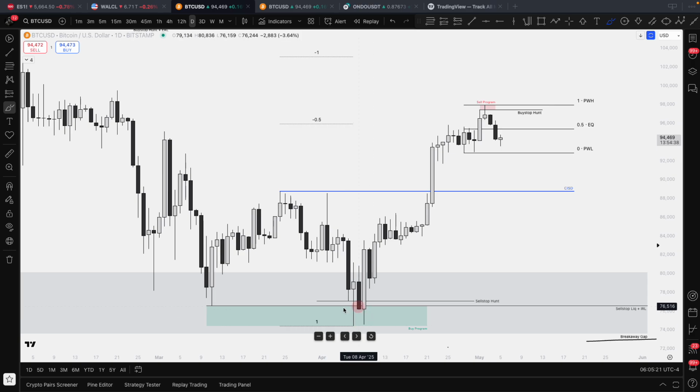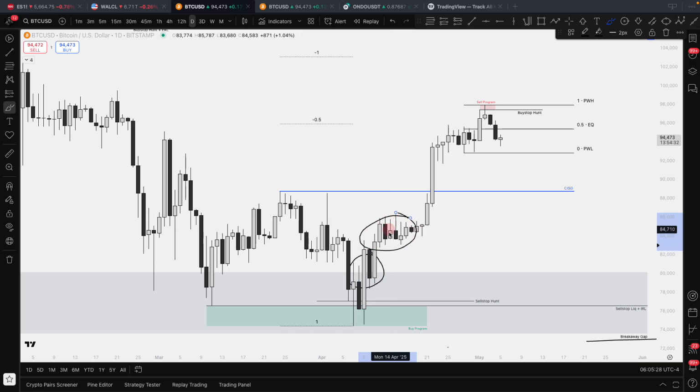Wasn't necessarily long Bitcoin from the buy program. We were long a little bit higher, round here and then round here in initial consolidation of the buy program or of the market maker buy model. Depends how you like to go about it. And of course, these are all ICT price action concepts.